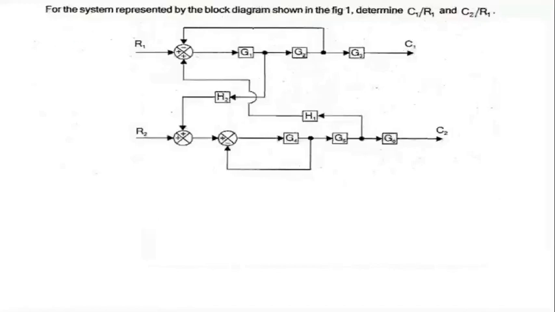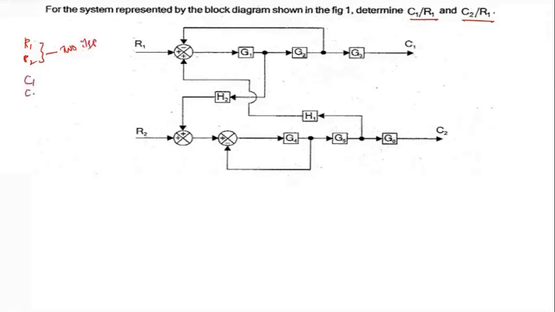For the system represented by the block diagram shown in the figure, determine C1 by R1 and C2 by R2. That means there are two problems. This is problem one, this is problem two: C1 by R1 and C2 by R2. So here R1 and R2 are the two inputs.